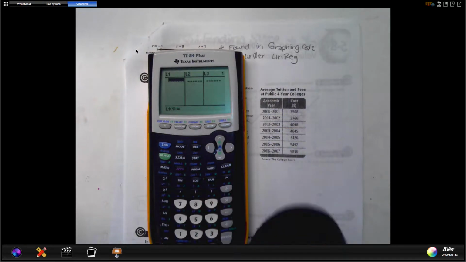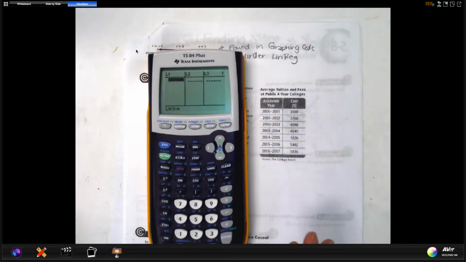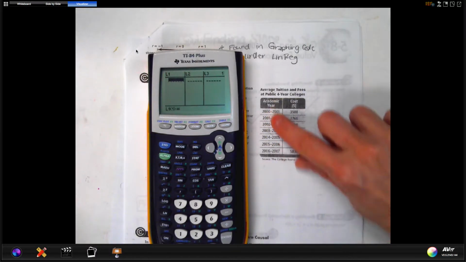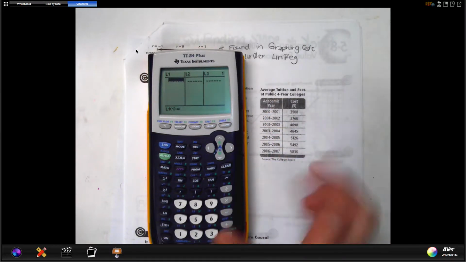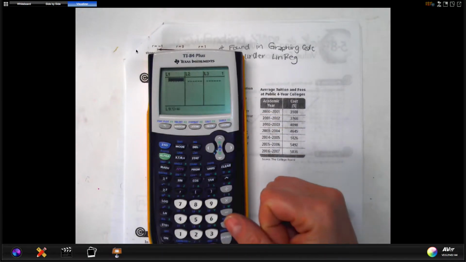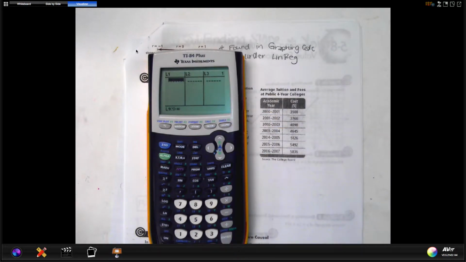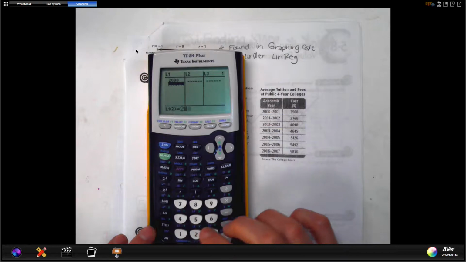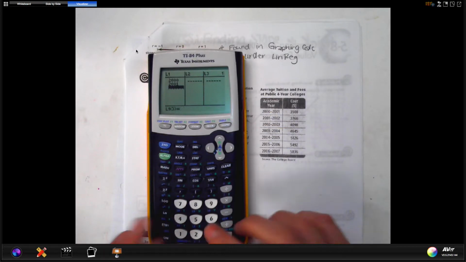Let me make sure we're on here. Okay, so let's start. Is everyone there? Entering this list. So again, to get there, you press stat, enter, and then you should be in there. Is everyone in? Okay, so let's enter. 2000 will be our first entry. So you enter 2000 and then you press enter, and it will put it in there. 2001, all the way to 2006 is what we'll do.